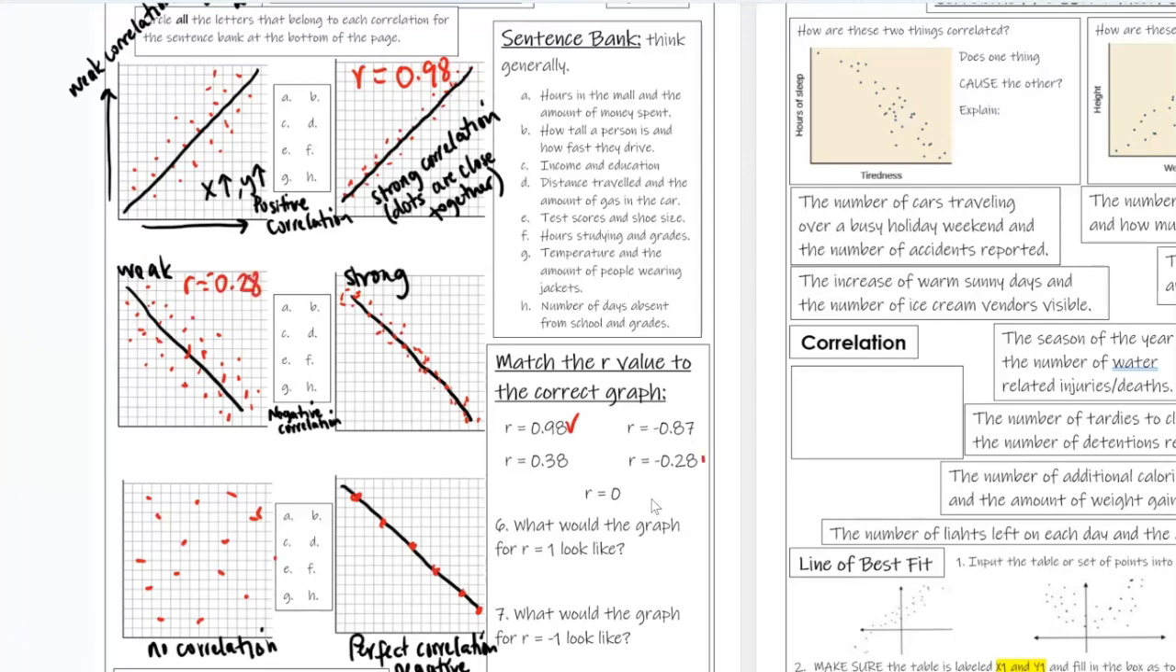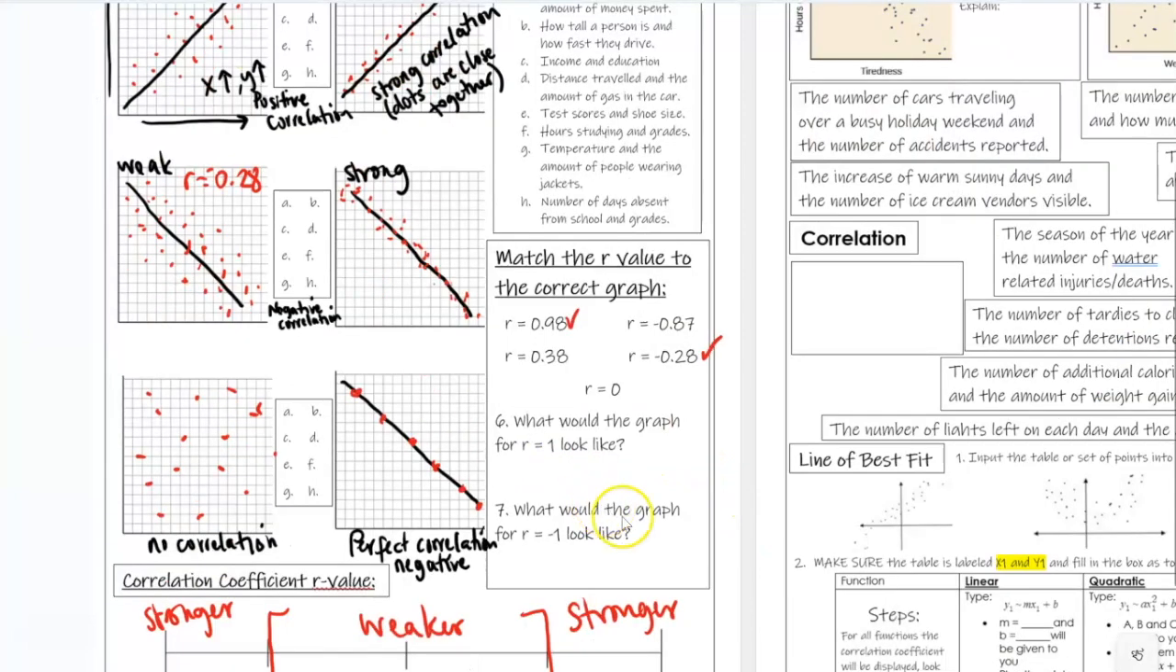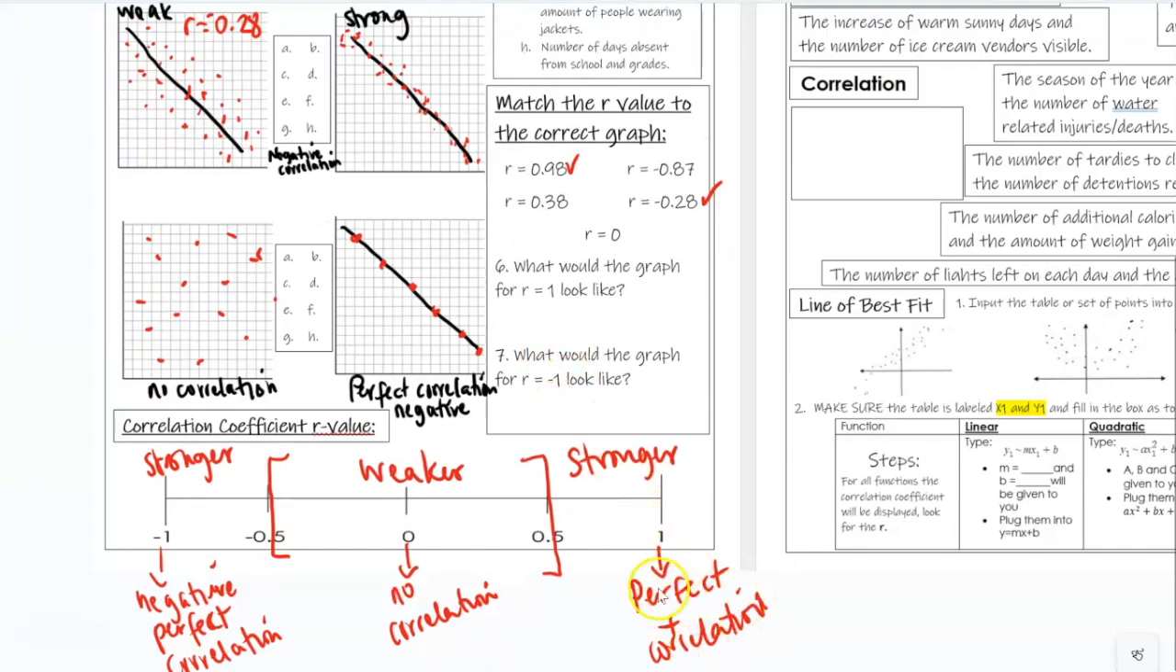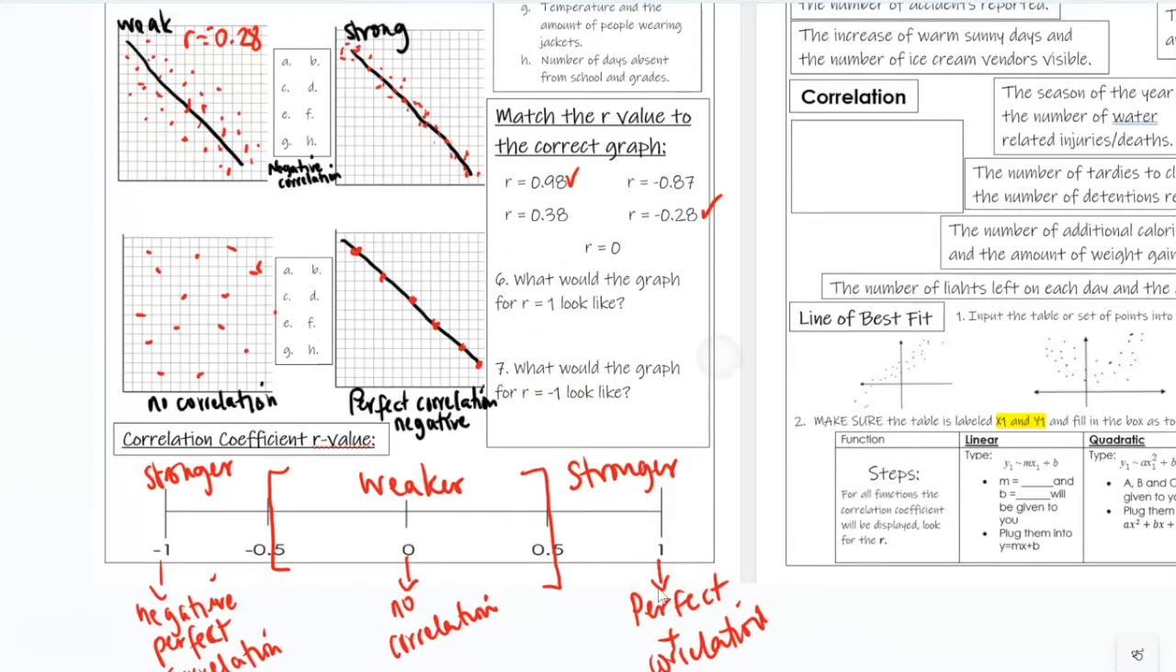All right, so I've done these two for you. Please go ahead and do this one, and this one. And then I'll answer one of these for you. What would the graph of R equals 1 look like? Remember, 1 is what? Perfect correlation. So it's a positive, perfect fit or line of best fit. It fits perfectly. So you're going to answer these three and that one.